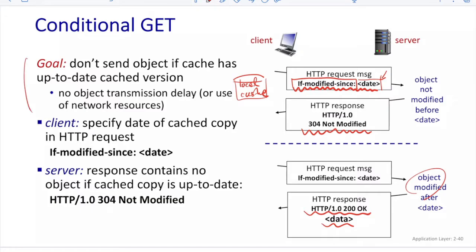So let's take a look at this text. Don't send object if cache has up-to-date cached version, no object transmission delay. So there's no need to use network resources. Okay, so that is the last mechanism that we cover in the HTTP section, and I think that's it. That is all of the HTTP protocol we introduced here.